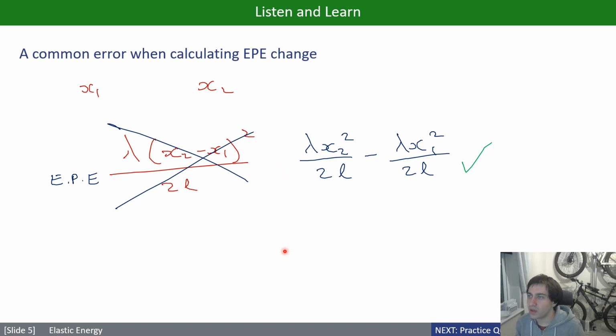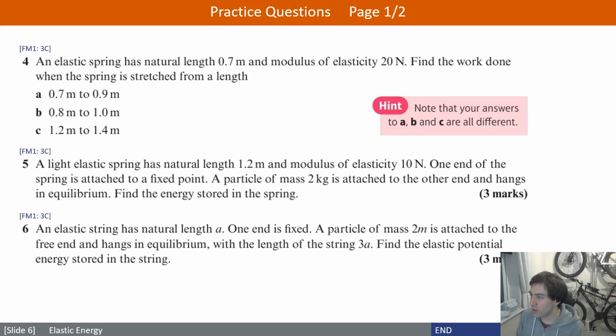Okay, cool. All right, so let's look at some questions. So I've got 3 on this slide and 1 on the next slide. That first one is just a little bit of calculation, making sure you don't make that mistake that I just talked about. 5 is a little bit tricky. Then have a go at 6, and once you've had a go at those 3, check your answers. There's one final question on the next slide. So you can pause the video now and try these 3.